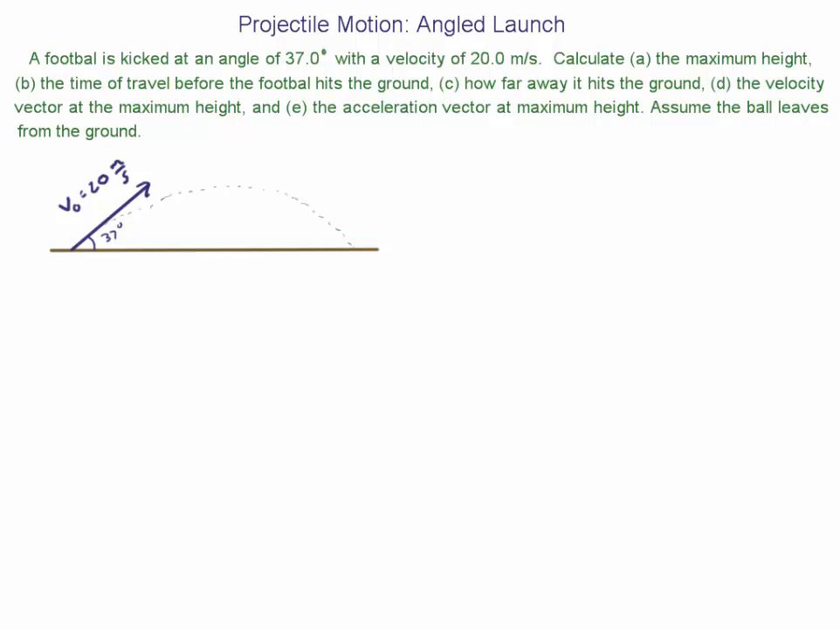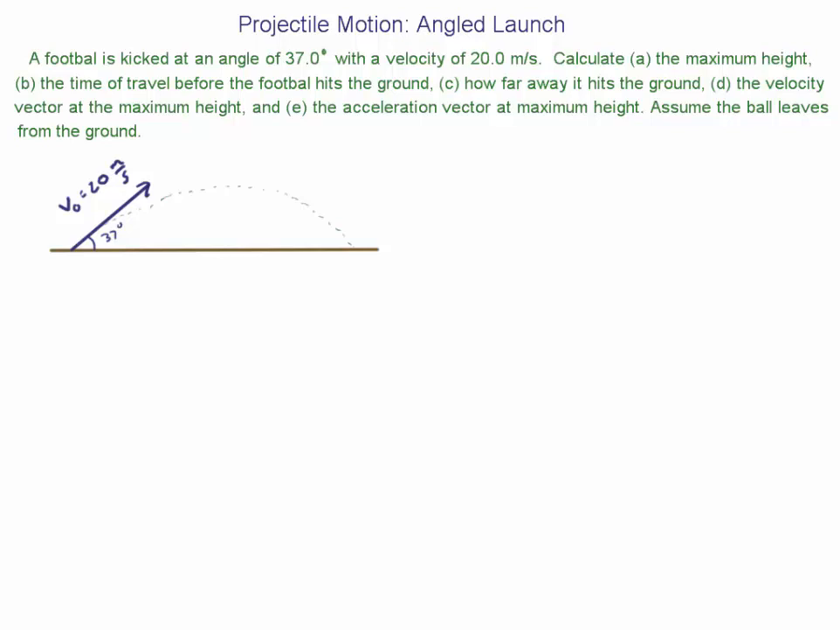Let's now look at an example of projectile motion with an angled launch. Let's read the problem. A football is kicked at an angle of 37 degrees with a velocity of 20 meters per second. Calculate A, the maximum height, B, the time of travel before the football hits the ground, C, how far away it hits the ground, D, the velocity vector at the maximum height, and E, the acceleration vector at the maximum height. Assume the ball leaves from the ground.